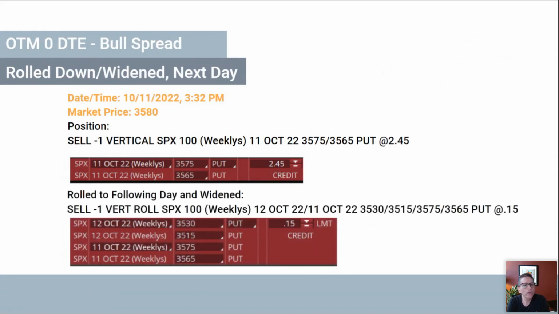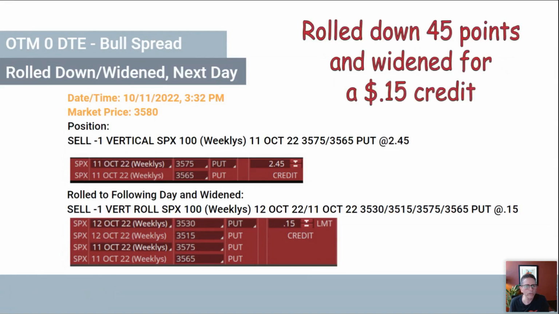And here the position is widened. So you can see here, it went from 10 wide to 15 wide. And you were able to roll that down from 75 on the short strike to 30 cents. So that's quite a range to get down to. So you basically rolled it 45 points for a 15-cent credit, okay, when you widen it.